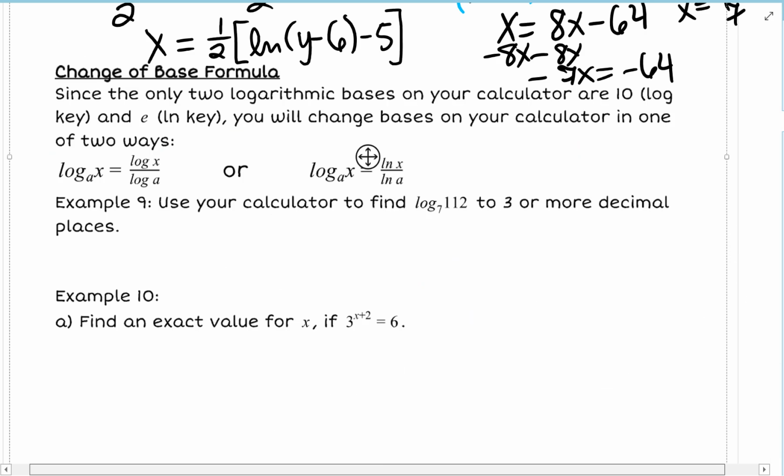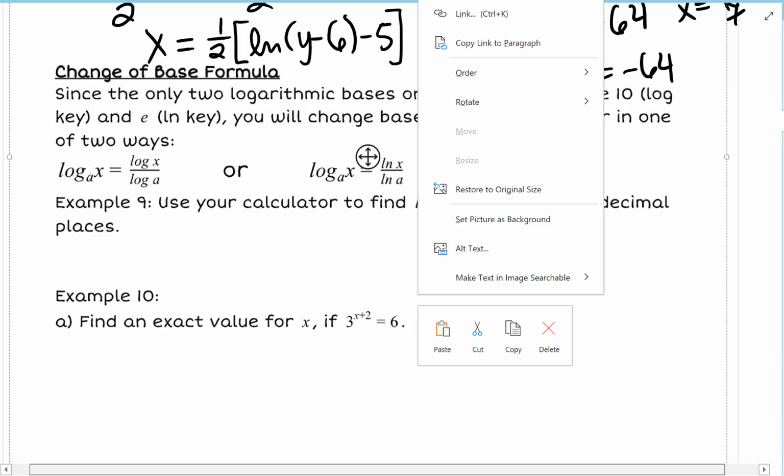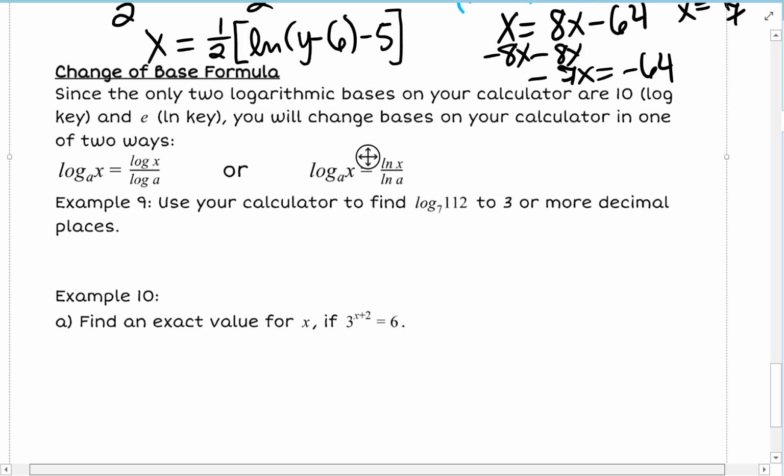There is a formula for changing the base, since the only two logarithmic bases on your calculator are 10, which would be the log key, and e, which would be the natural log key. You will change the bases on your calculator in one of two ways. Log base a of x is equal to log of x over log of a, or log base a of x is equal to natural log of x over natural log of a.